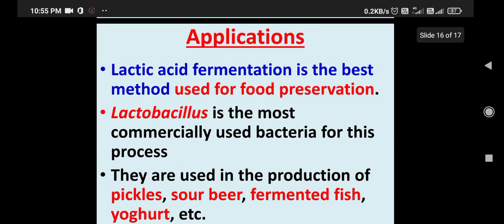The last one is applications. Lactic acid fermentation is the best method used for food preservation, and Lactobacillus is the most commercially available bacteria. It is used in the production of pickles, beer, fermented fish, yogurt, etc.